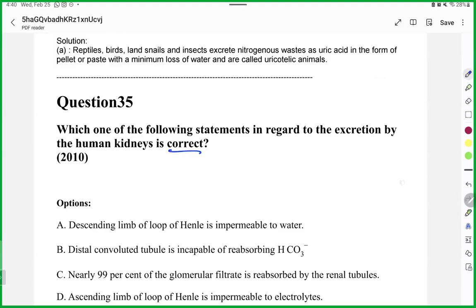Which one of the following statements in regard to excretion by human kidneys is correct? Descending limb is incapable of water or bone. DCT is incapable. 99% of glomerular filtrate is reabsorbed. That's option C, sir. Yes.